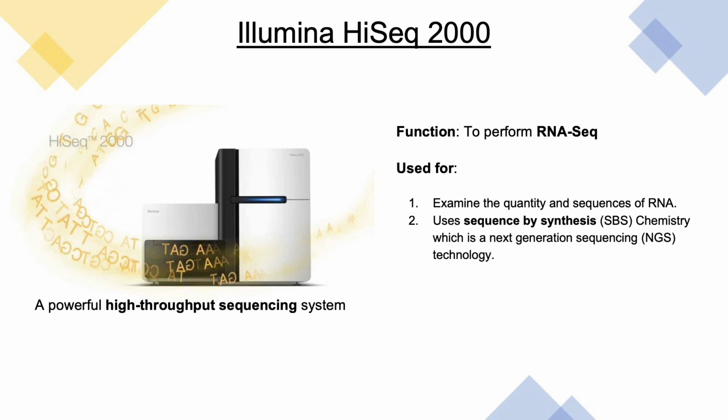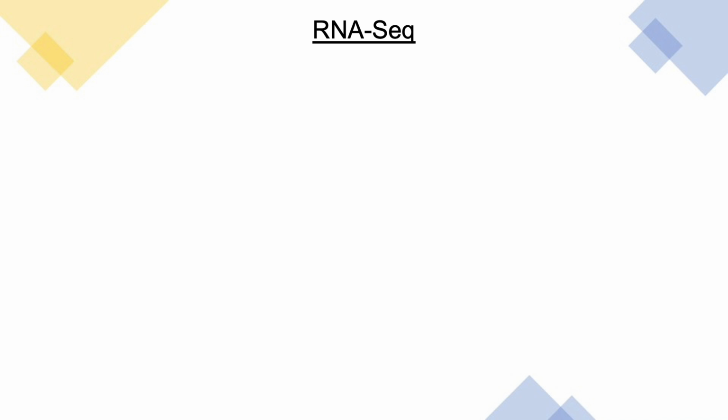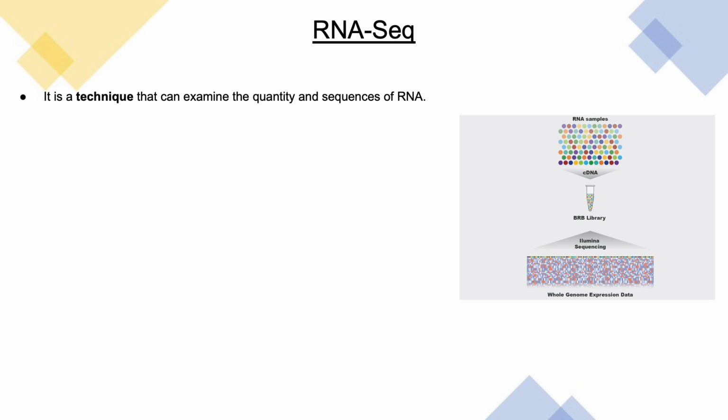It uses a method called sequencing by synthesis, also known as SBS chemistry, both of which I will elaborate more on later. The input file format is a binary base call, also known as .bcl, and can be converted into a text-based sequencing data file format, also known as .fastq. Now onto RNA-seq. RNA sequencing is a technique that can examine the quantity and sequences of RNA in a sample by analyzing the transcriptome of gene expression patterns encoded within our RNA.